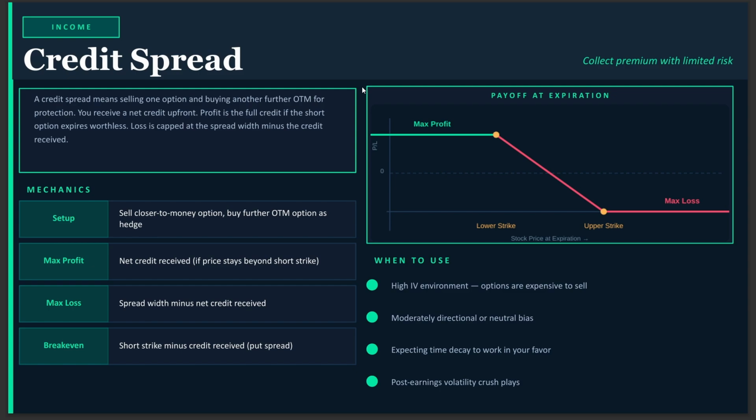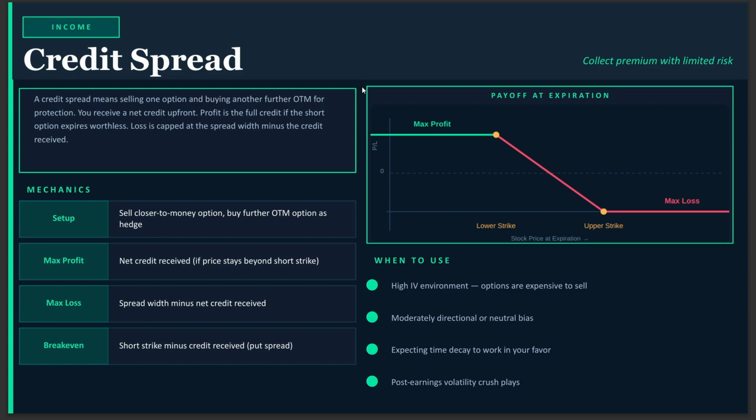So why do we sell credit spreads? Well, credit spreads are very similar to cash secured puts. They're very similar to naked puts, where basically people will sell options to gain upfront premium, and they do best in high implied volatility environments. This is because when implied volatility is high, you get much better premiums up front when you go to sell or open the credit spread.